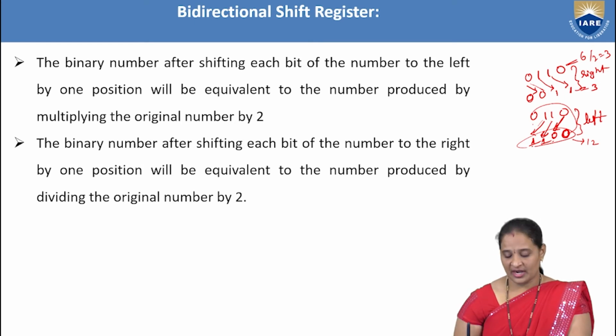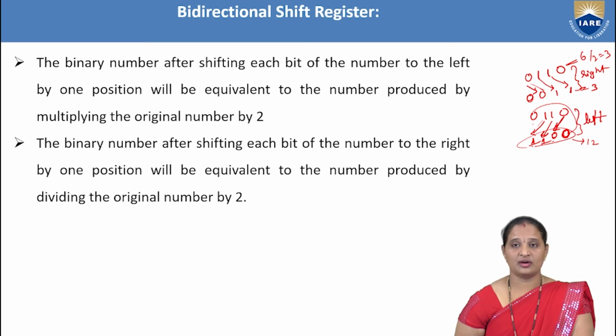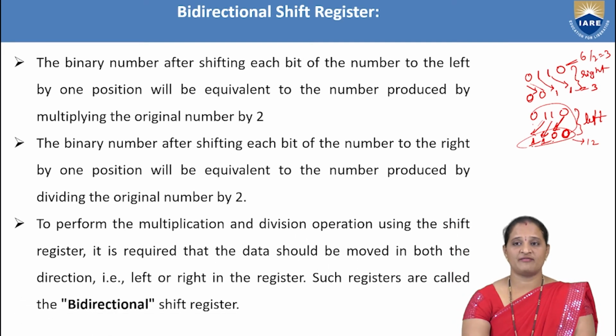If you are performing the right shift operation, that means if you are right shifting by 1 bit position, then it will be equivalent to the number produced by dividing the original number by 2. So that is what you have to remember.